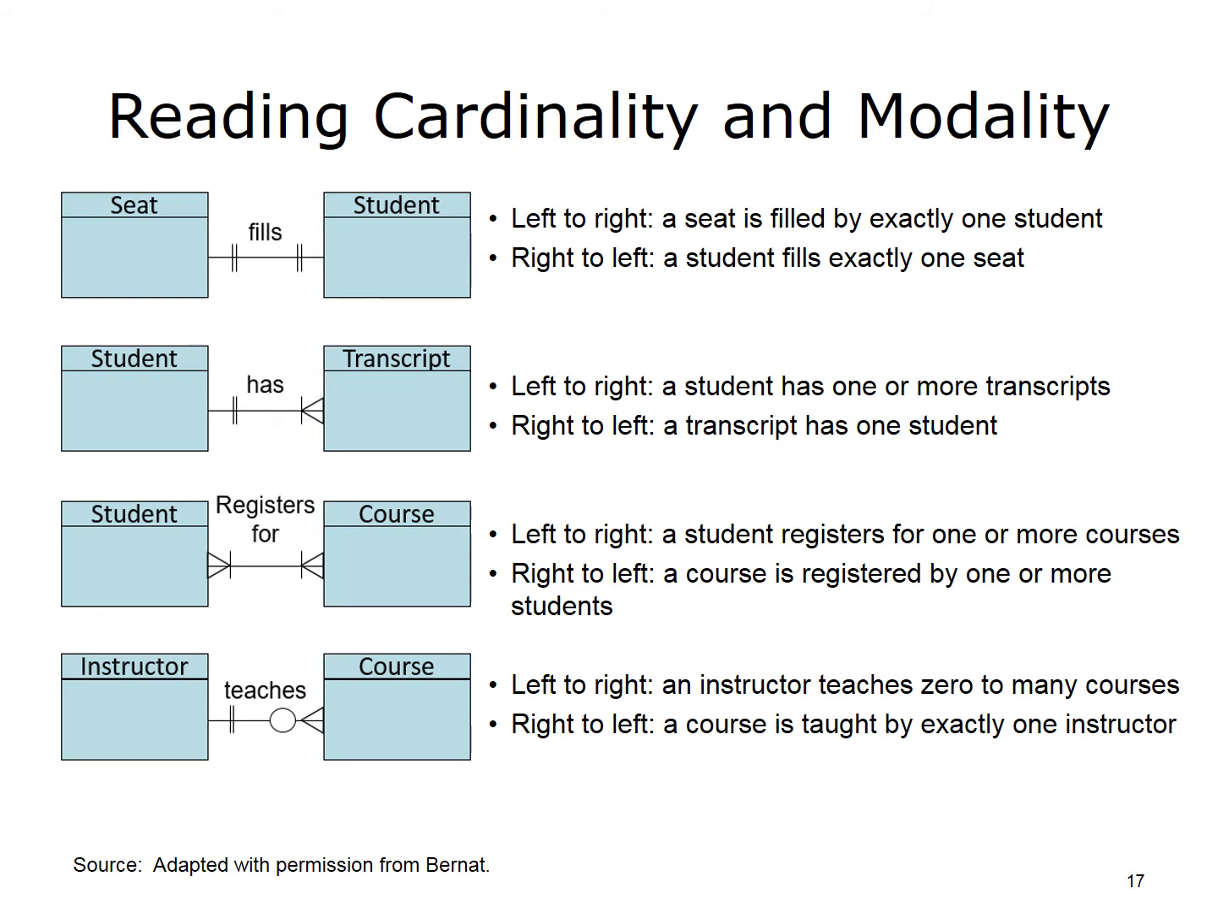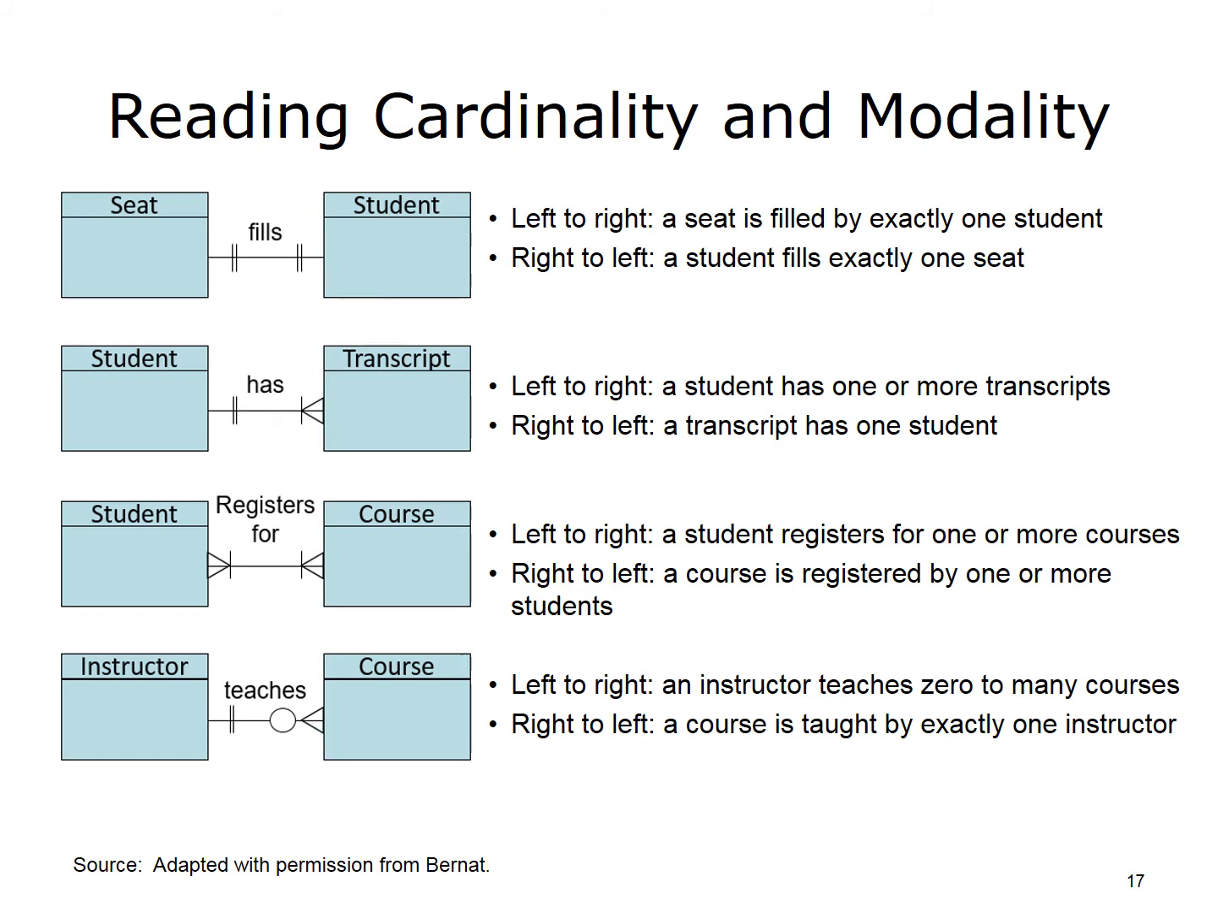The student has transcript example shows left to right, a student has 1 or more transcripts. Right to left, a transcript has 1 student. The student registers for course example shows left to right, a student registers for one or more courses. Right to left, a course is registered by one or more students.